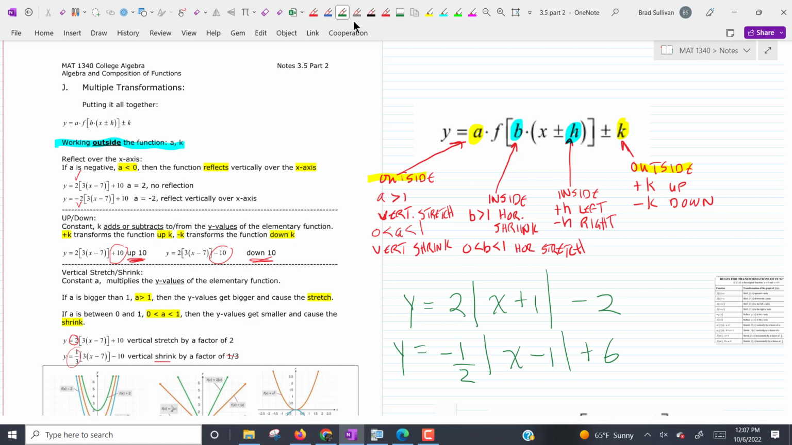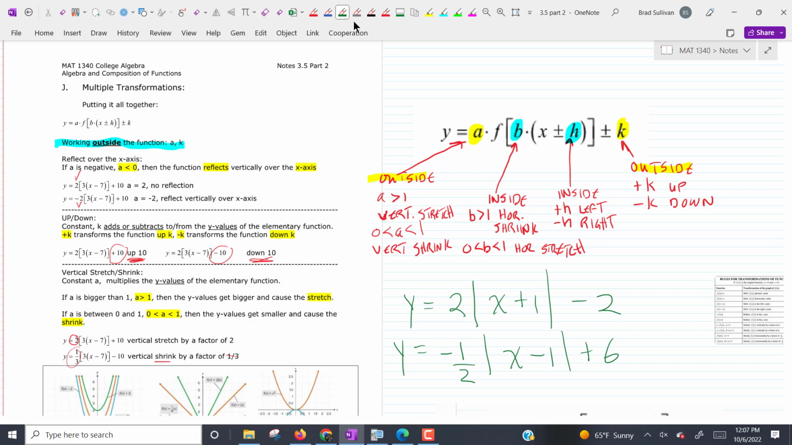Down 2. Okay, how about this second example I gave you? What does the 6 do? Up 6, okay. Now, the number in front is going to cause a reflection or a stretch and shrink. Out of these two right here, which would cause you to reflect over the x-axis? That one. Why? There's a negative. So if you have a negative number in front of that function, it flips over x. The reason is the y values change. If you have a positive y, if it becomes negative, it flips over x.